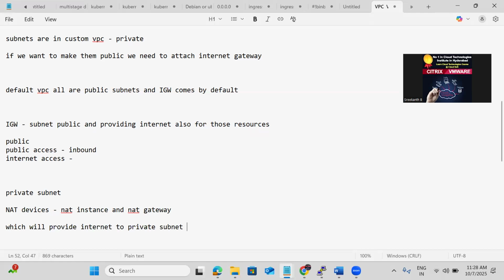So what are the NAT devices we have? We have two types of devices. One is the NAT instance and the second one is the NAT gateway. So what is the difference between them?